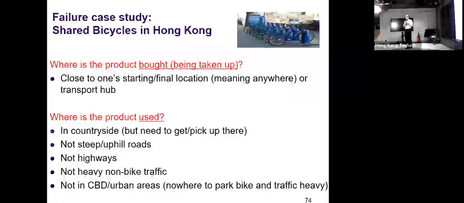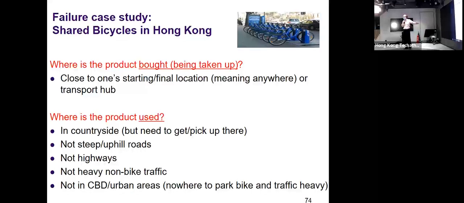Where? Now, this is Hong Kong. You can do it in the countryside, but you have to know where to pick it up. Of course, there's a GPS, but make sure you know there's some nearby. Now, Hong Kong is very hilly. That type of bike has no gear. It's a simple bike, no gear. Technically, you cannot ride uphill.